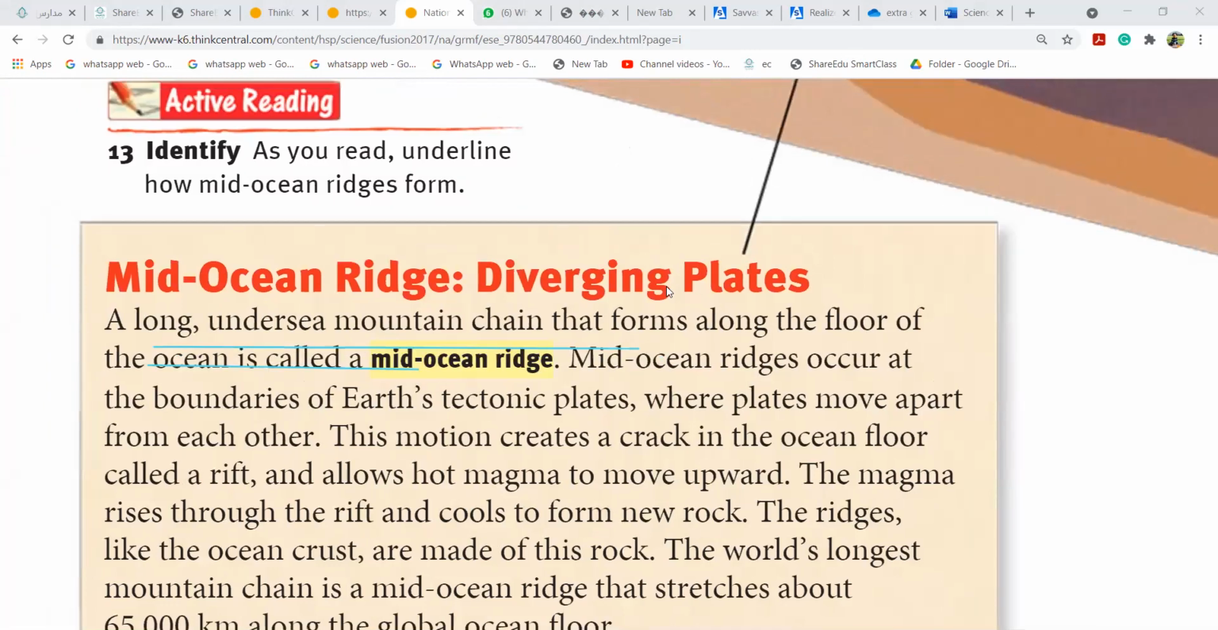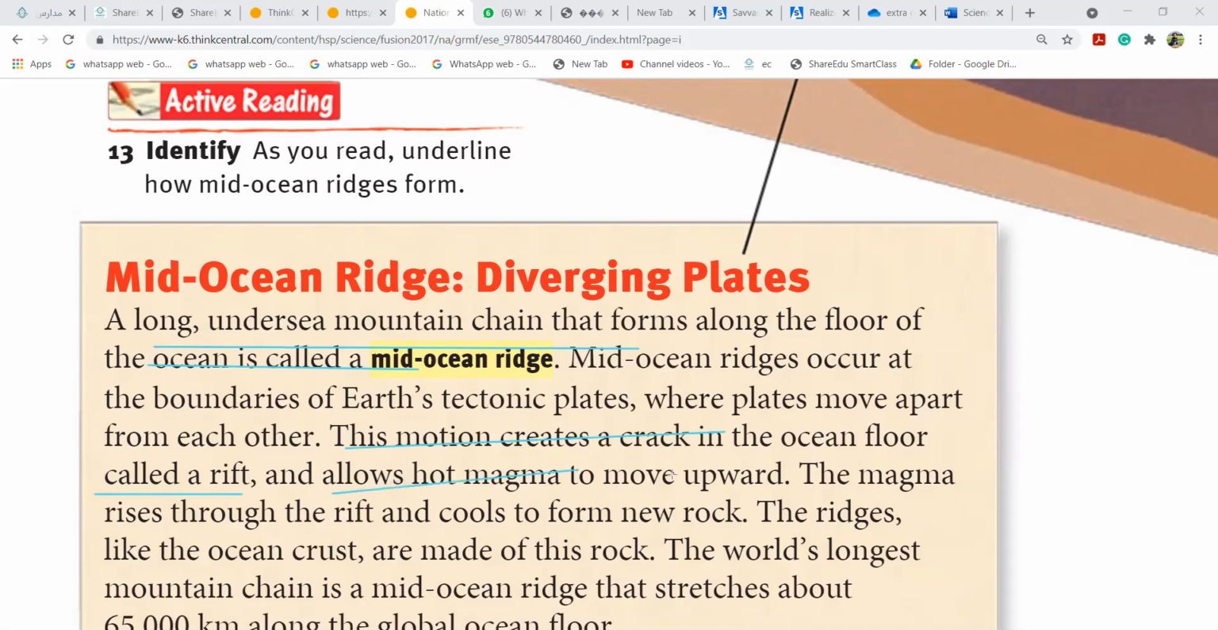It occurs at the boundaries of Earth's tectonic plates, where plates move apart from each other. This motion creates a crack. There is a crack on the ocean floor, which is called a rift. What is that crack which you see on the top of the mid-ocean ridge? It is called a rift.